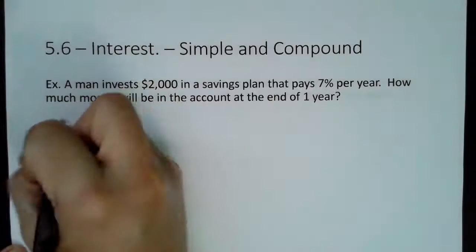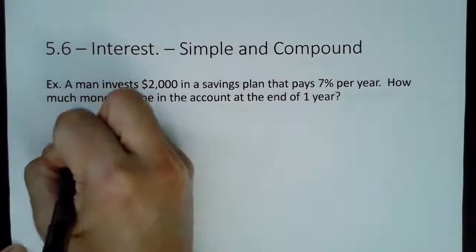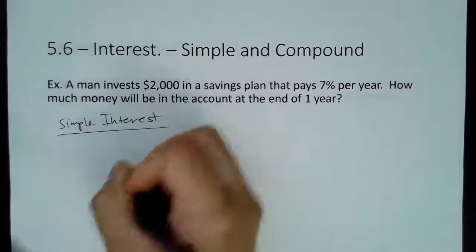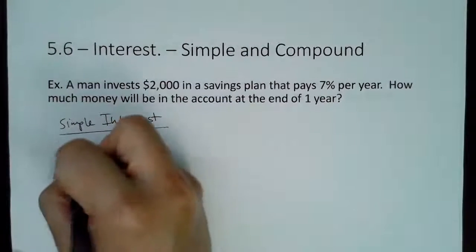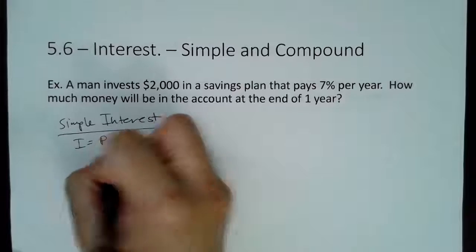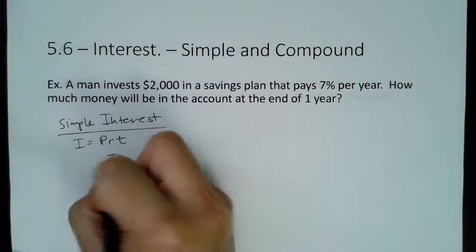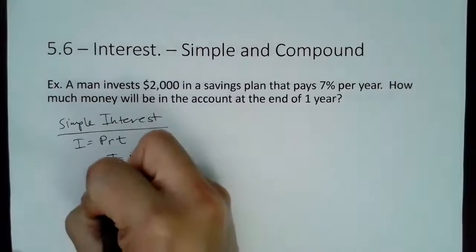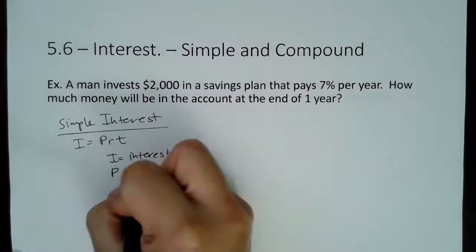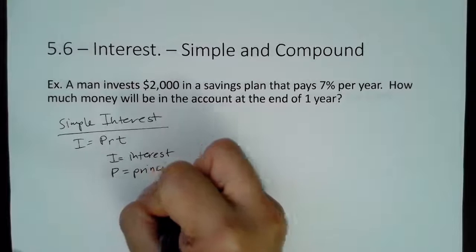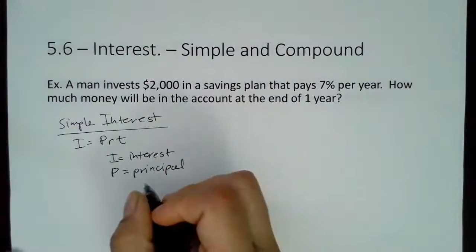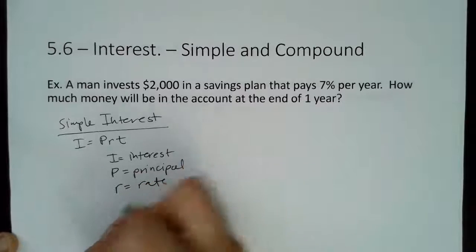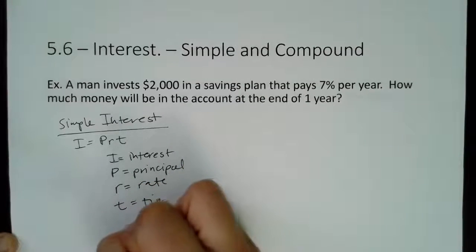So the simple interest formula, there's two of them. So we have the interest is equal to principal times rate times time. So I is interest, and P is principal, and R is rate, T is time.